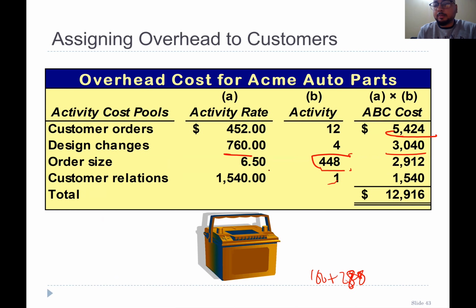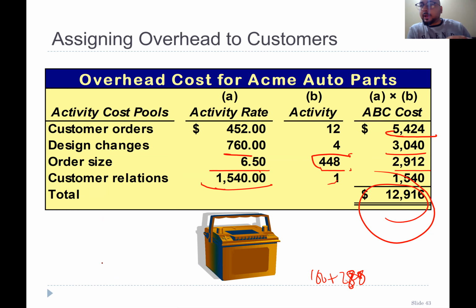You multiply with the per machine hour rate, 2,912. Since customer relation, this is one customer out of 2,000 customers, one customer. So you multiply with the one customer cost, which is $1,540. So this Acme Auto Parts is costing us 12,916, right? So you can have a margin as well. So you can multiply with the sale value of short start and the total sales value of short start and long life.